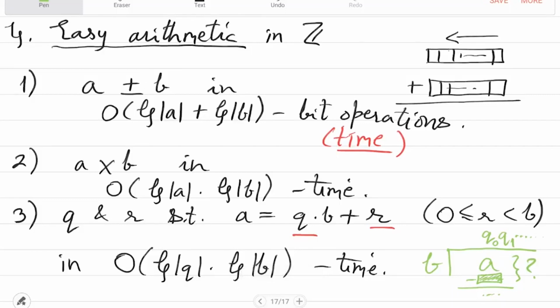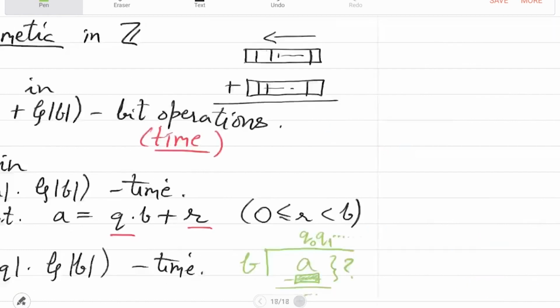Okay, so those were the simple things that you should familiarize yourself with. So let us now look at the first non-trivial algorithm, which is Euclidean GCD.